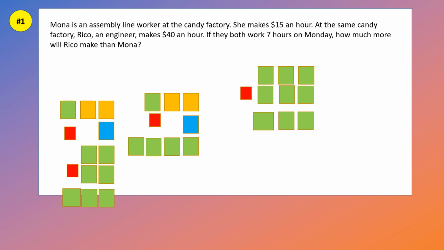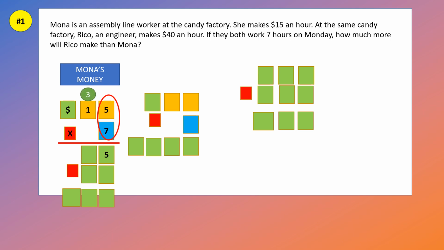So Mona makes $15 an hour. So let's go ahead and write down 15. And to figure out how much she made on Monday, we're going to multiply that $15 an hour times 7 because she worked 7 hours. And then we're going to go ahead and solve. So first, we start by multiplying 7 times 5, which is, if you said 35, you're absolutely correct. I put my 5 there, my 3 at the top, right? Then I multiply 7 times 1, which is, that's right, 7.